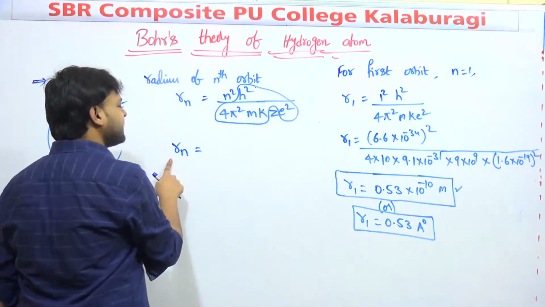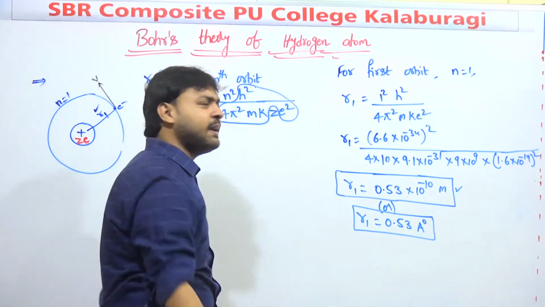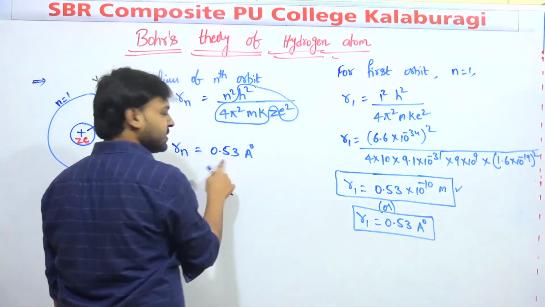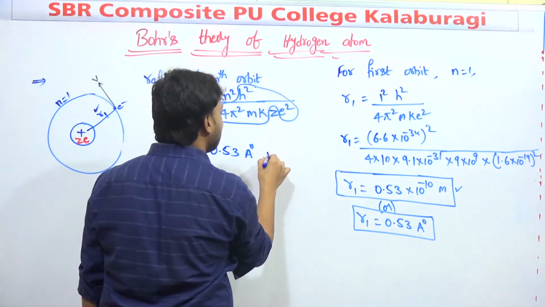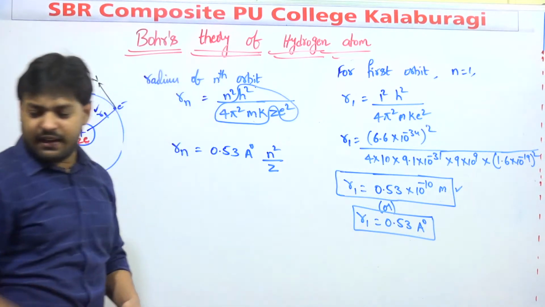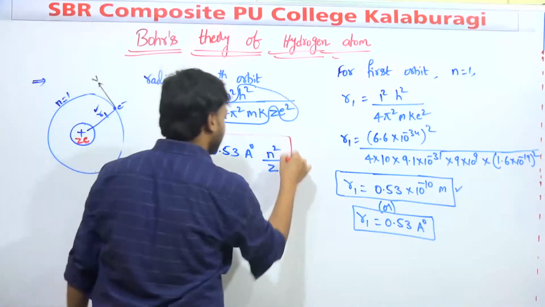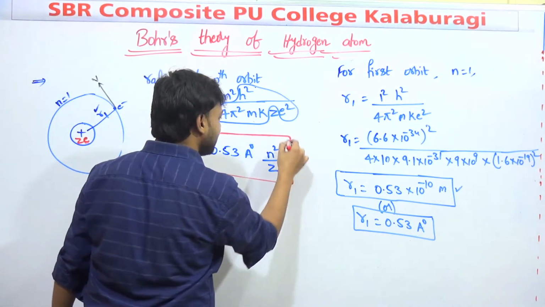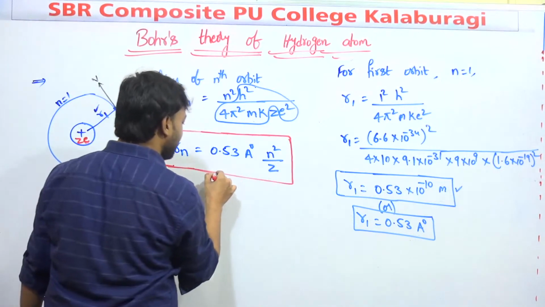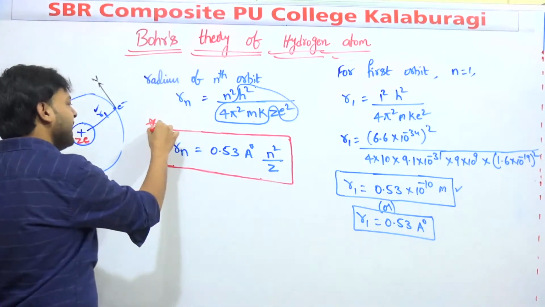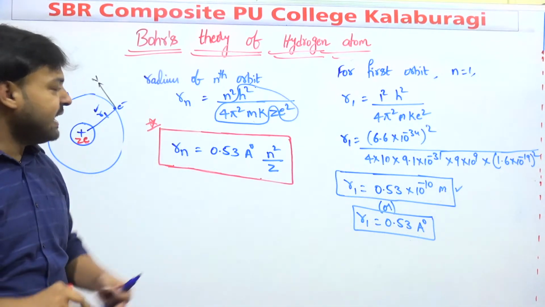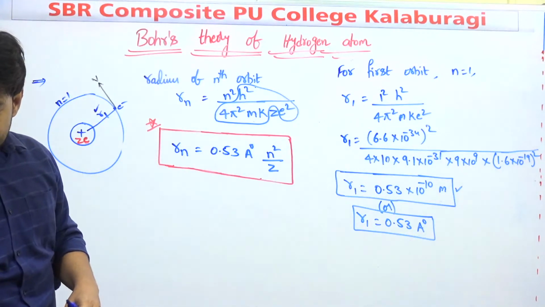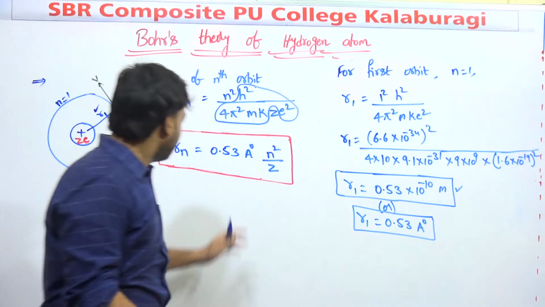So now, the radius of the nth orbit of whatever the atom it might be, we can write as 0.53 angstroms, and what are the things remaining? It is n square divided by z. Very, very important formula. If you want to calculate the radius, please try to remember this formula, not that difficult. So the radius will be 0.53 angstroms times n square divided by z. Clear about the point?